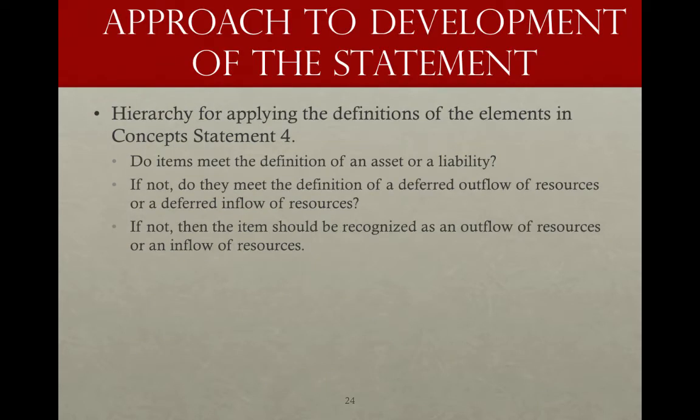So basically, the board followed this procedure, this hierarchy, or this series of questions, and it now follows this same procedure when it's doing any other pronouncement, asking what results from the accounting for a particular transaction. They will first ask, does the item meet the definition of an asset or a liability? If not, does it meet the definition of a deferred inflow or a deferred outflow of resources? And if not, then it must be a current period inflow or outflow of resources.